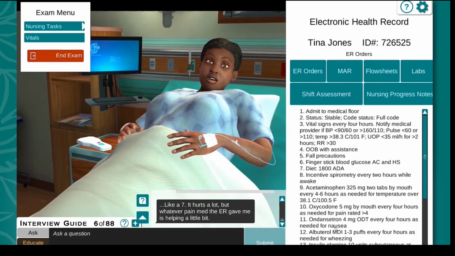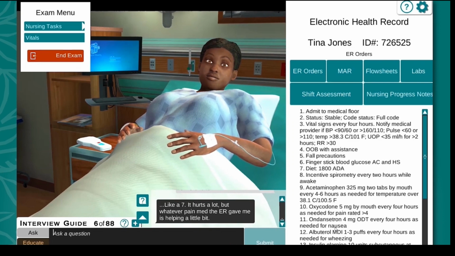Like a 7. It hurts a lot, but whatever pain med the ER gave me is helping a little bit. All right, now sometimes our patients aren't going to immediately understand what you're trying to say. And like a real patient in your clinical work, you may need to rephrase so they understand.